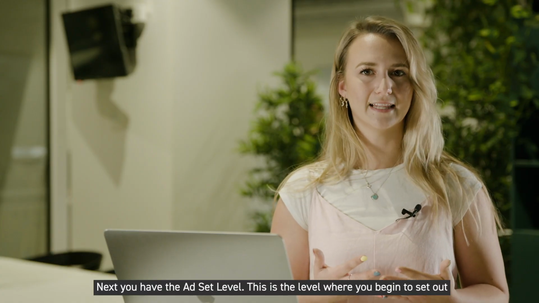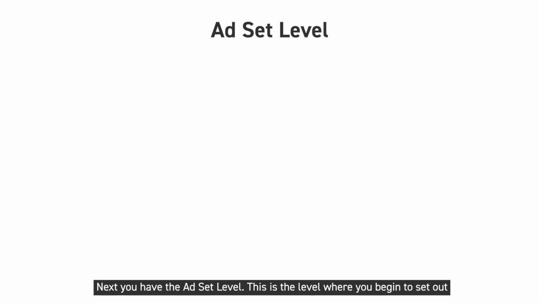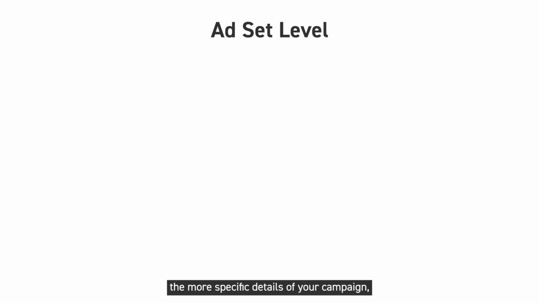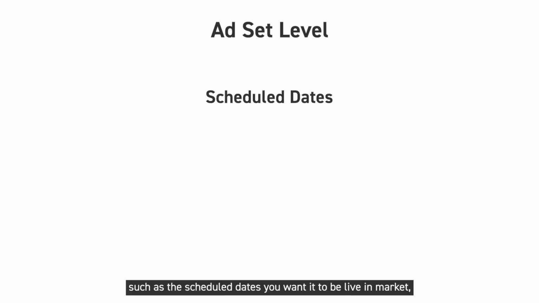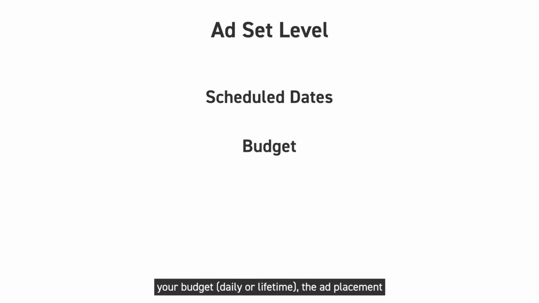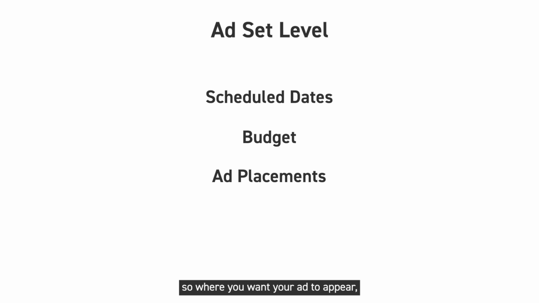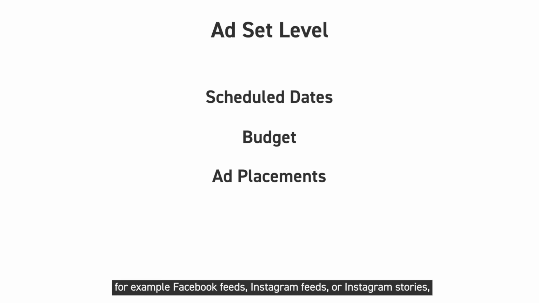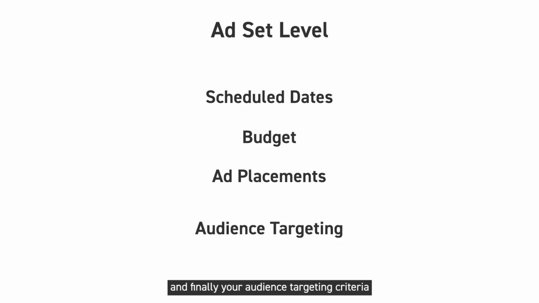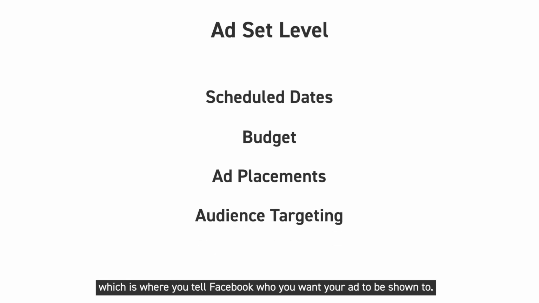Next, you have the ad set level. This is the level where you begin to set out the more specific details of your campaign, such as the scheduled dates you want it to be live in market, your budget, daily or lifetime, the ad placement, so where you want your ad to appear, for example, Facebook feeds, Instagram feeds, or Instagram stories, and finally, your audience targeting criteria, which is where you tell Facebook who you want your ad to be shown to.